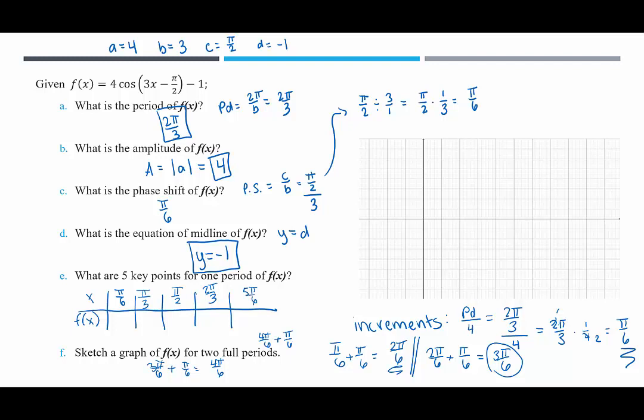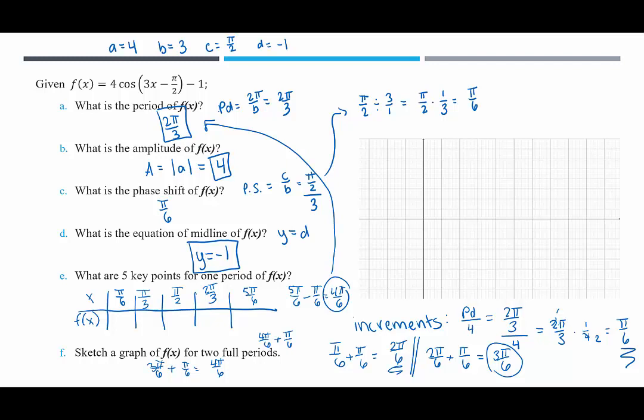Now, these numbers can look intimidating. So how do I have some sense of confidence that these really are the correct x values? One thing we can do to check is take the last x coordinate of the key points and subtract the first. So 5 pi over 6 minus pi over 6, and we get 4 pi over 6. Do we remember what that simplifies to? That simplifies to 2 pi over 3. This should match the period. And it does, so I feel very confident that I have the x values correct.